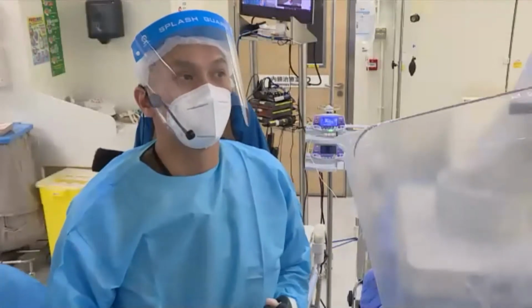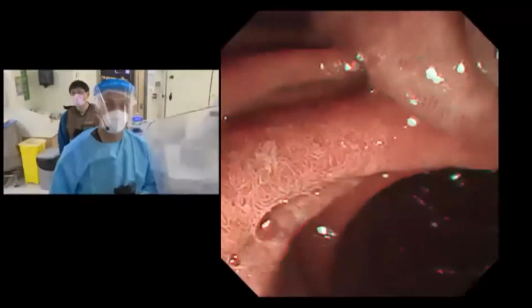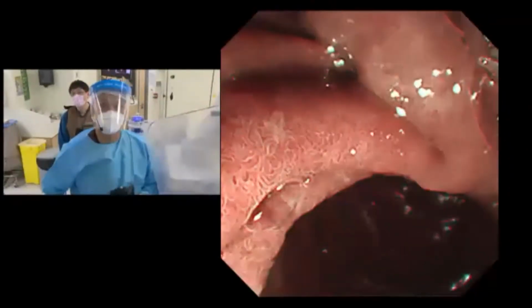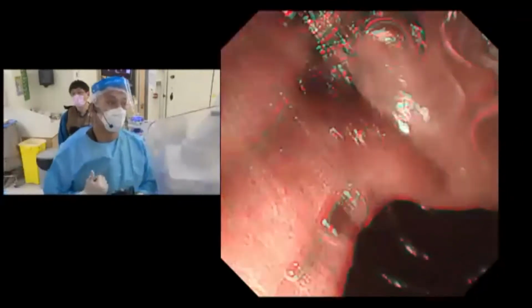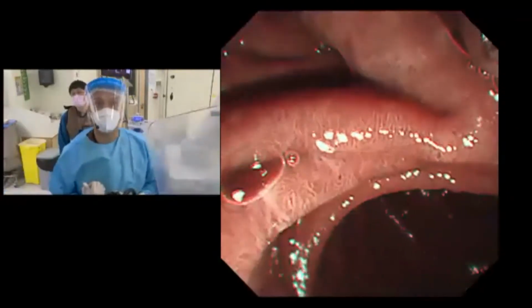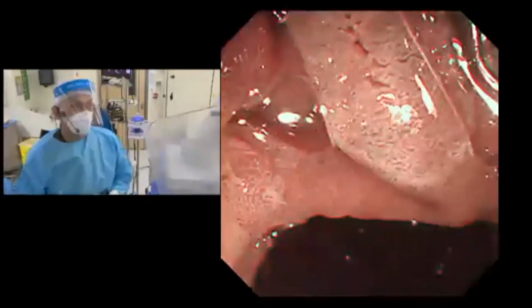So you've seen the history. So this patient has several problems. First of all, it's a difficult cannulation. So the plan is to do an ERCP, trying to cannulate. If not possible, then you would do a rendezvous.